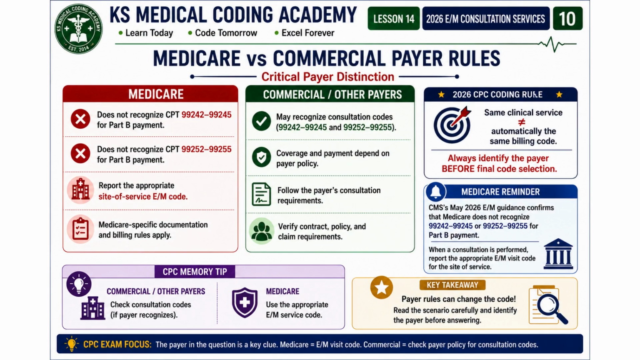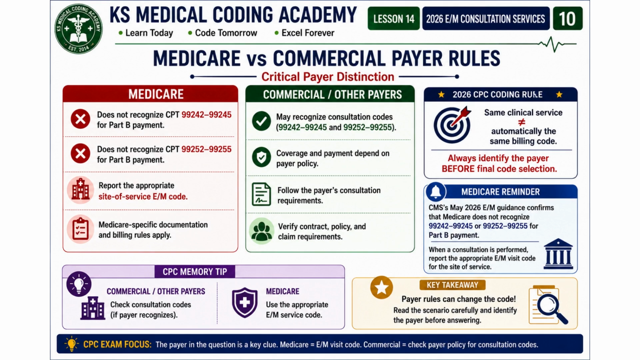Now we come to one of the most important concepts in consultation coding: payer-specific rules. The CPT code set includes consultation codes 99,242 through 99,245 for outpatient consultations and 99,252 through 99,255 for inpatient or observation consultations. However, Medicare does not recognize these consultation codes for Part B payment. For Medicare patients, the appropriate E/M visit code for the applicable site of service should be reported.